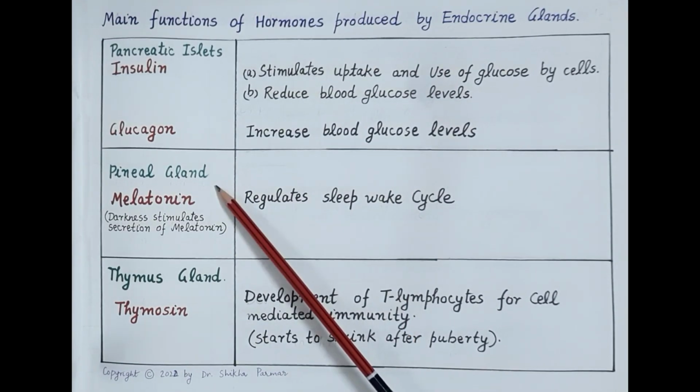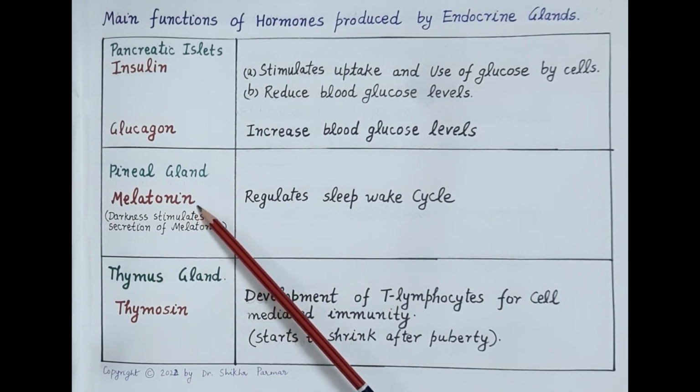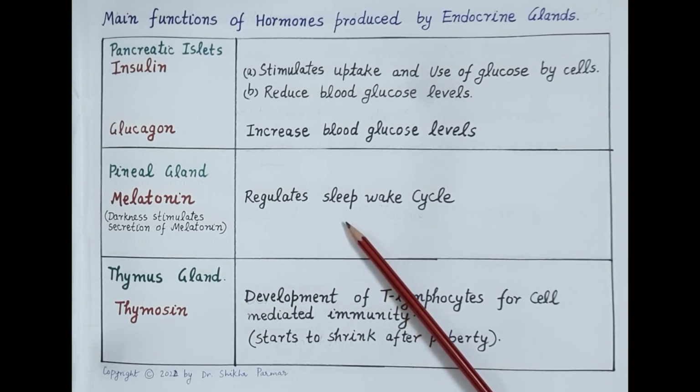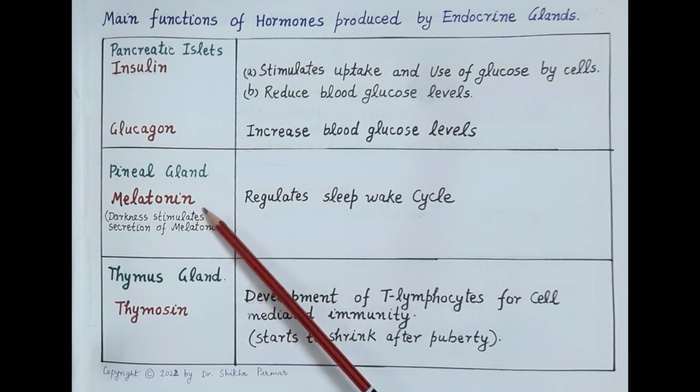Next gland is the pineal gland. Pineal gland produces the hormone melatonin. Melatonin is required for regulating the sleep-wake cycle of the body. That is, we sleep during the night and we remain awake during the daytime. So, this cycle is regulated by melatonin. Very important, darkness stimulates secretion of melatonin. So, this is the hormone that is produced by the pineal gland.